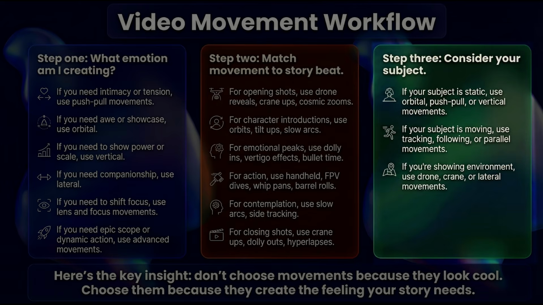And finally, step 3, you have to consider the subject. If your subject is static, use orbital, push-pull, or vertical movements. If your subject is moving, use tracking, following, or parallel movements. And if you're showing an environment, use drone, crane, or lateral movements. Because here's the key, don't choose a movement because it looks cool. Choose them because they create the feeling that you want to display to the viewer.